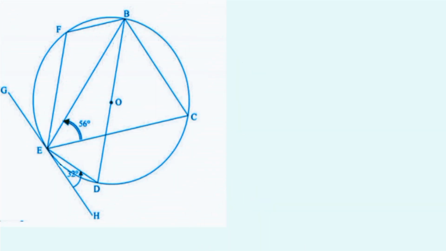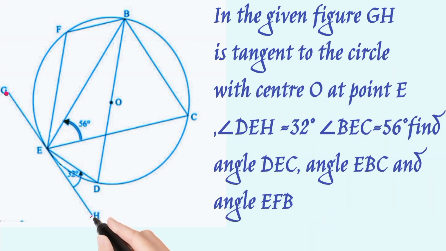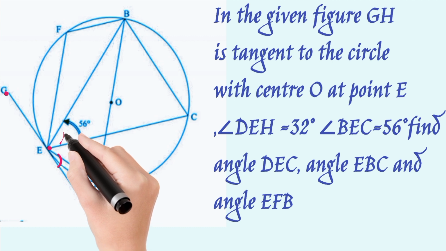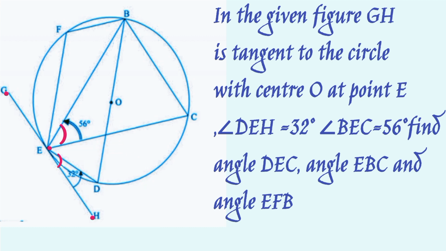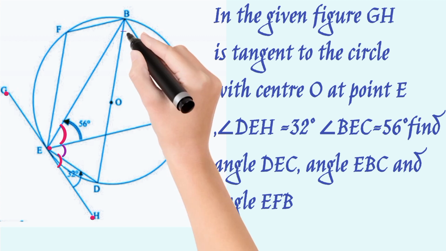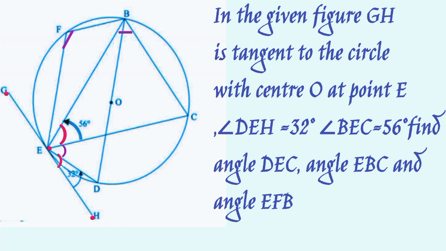Today I have taken a question in which it is given that GH is a tangent to the circle with center O at point E. Angle DEH is 32 degrees. Angle BEC is 56 degrees. Then find angle DEC, angle EBC and angle EFB.